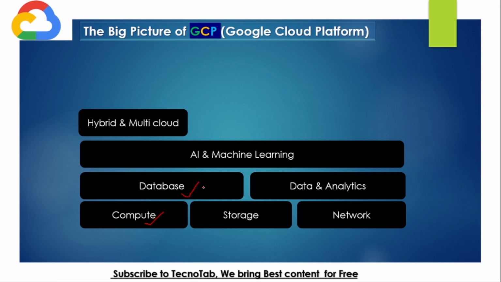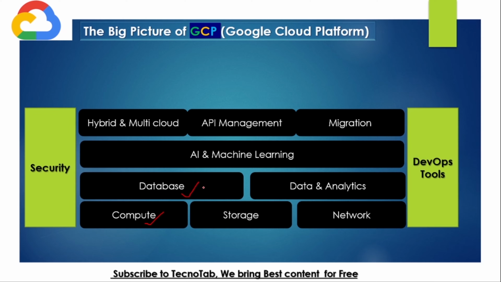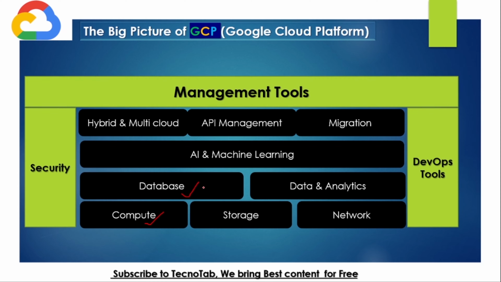On top of that, to serve different needs of the customers, Google also provides hybrid and multi-cloud infrastructure along with the API management and also migration facility for the customers who want to migrate from on-premise to cloud. And along with that, Google also provides security and DevOps tools to the applications, and these are spread across all the layers. And the most important thing that is offered by Google is the management tool that is used for managing all its applications in a very smart way.